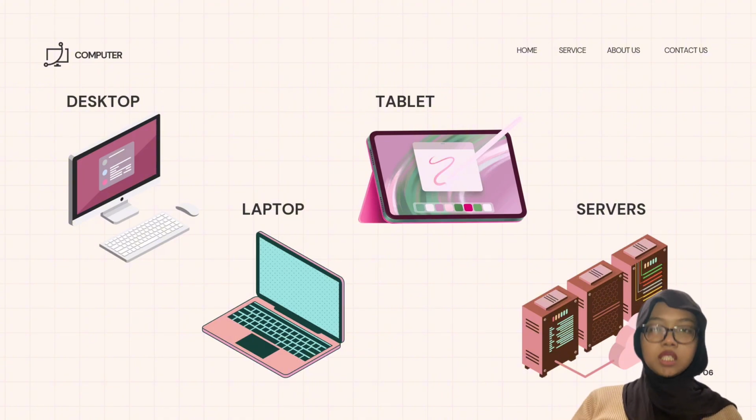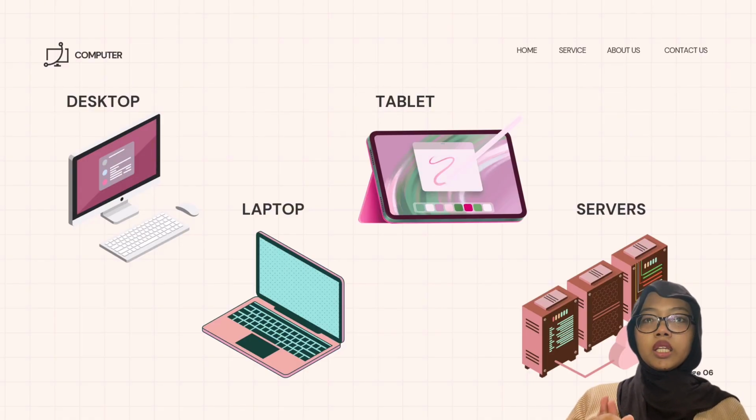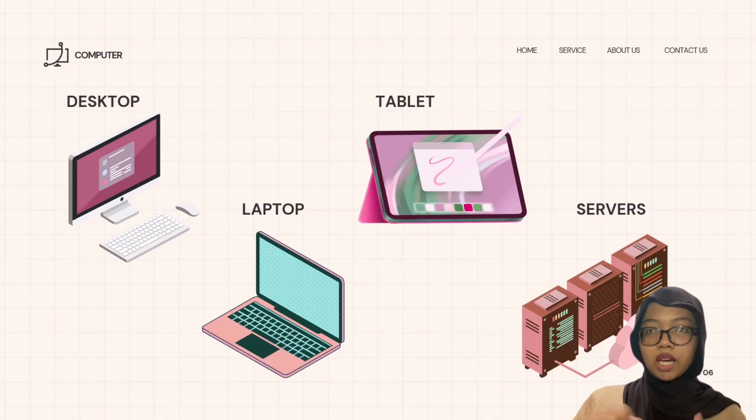Number 3 is a tablet computer or tablets. Our handheld computer, they are even more portable than laptops. Instead of a keyboard and mouse, tablets use a touch-sensitive screen for typing and navigation. The iPad is an example of a tablet.